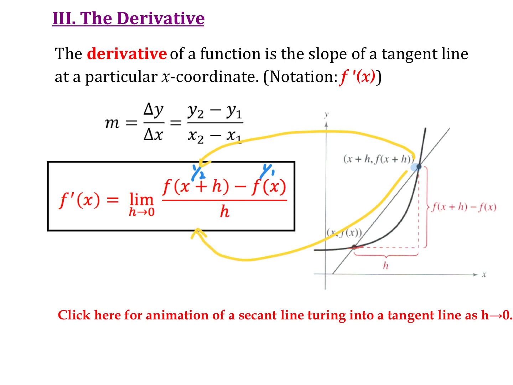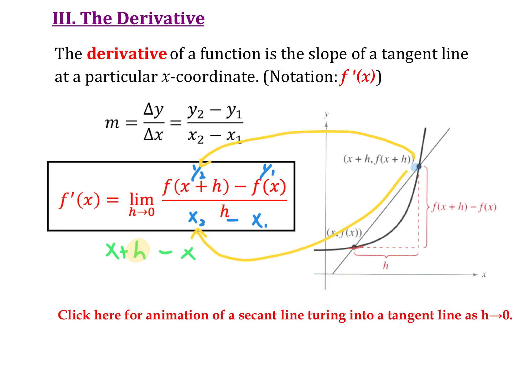And then I could divide out x2 minus x1. Well, if x2 was x plus h and x1 was x, if I had x plus h minus x, I'm just left with, you guessed it, h. So this difference quotient is nothing more than just the slope formula with these arbitrarily chosen points, x and x plus h. We're doing this as h goes to 0, so as this point gets infinitely close to that anchor point at x, f of x.